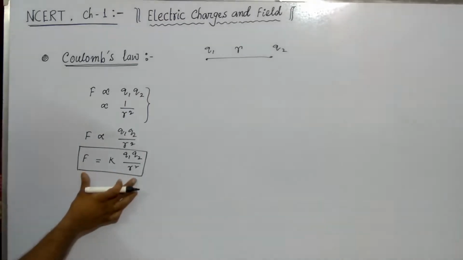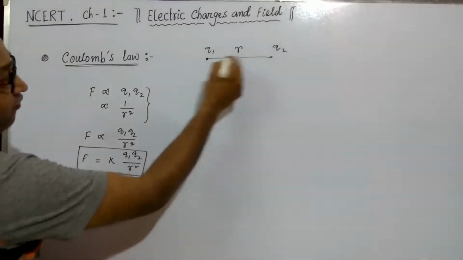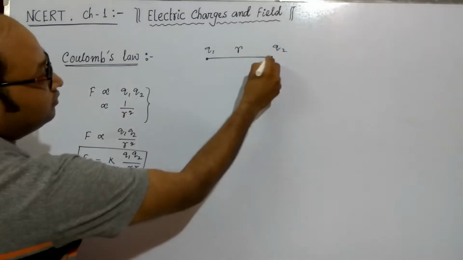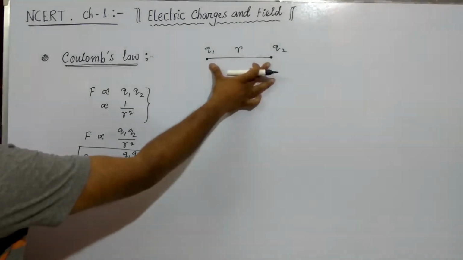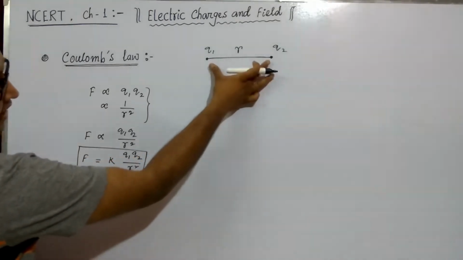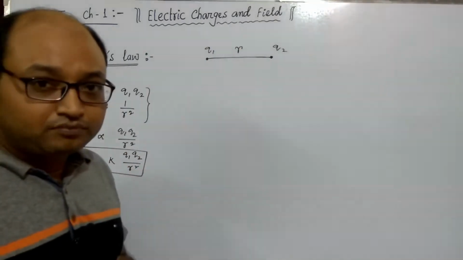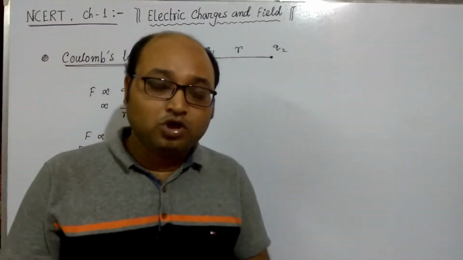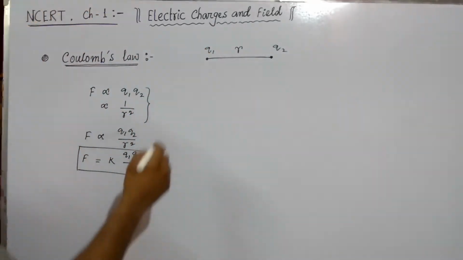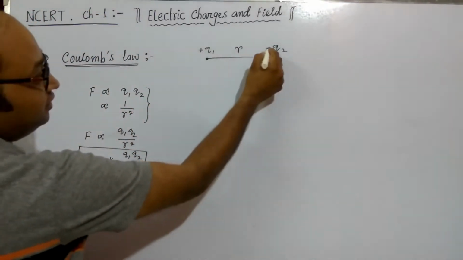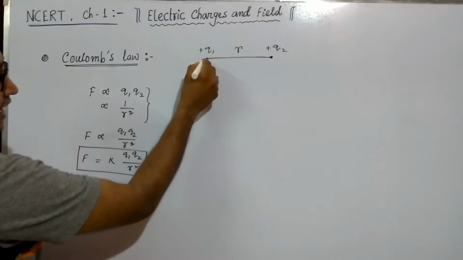So, from this mathematical statement, we can see that the force between these two charges is directly proportional to 1 by r square. That is, the force depends on the distance between the charges, as well as on the amount of charges. Now, we know that force is a vector quantity, so we should consider the direction of the force as well as its magnitude. If both the charges are positive, that is, if we consider Q1 and Q2 as positive charges, in that case the force is repulsive, as I have told you earlier.